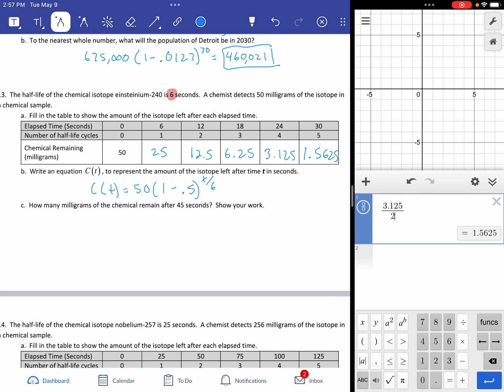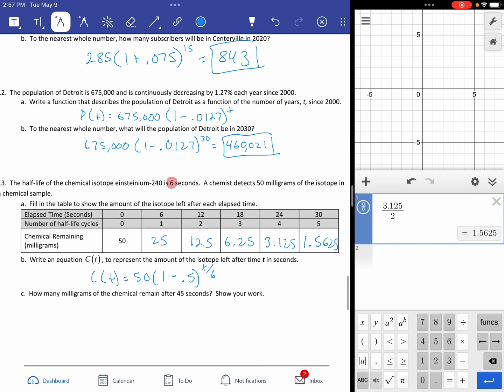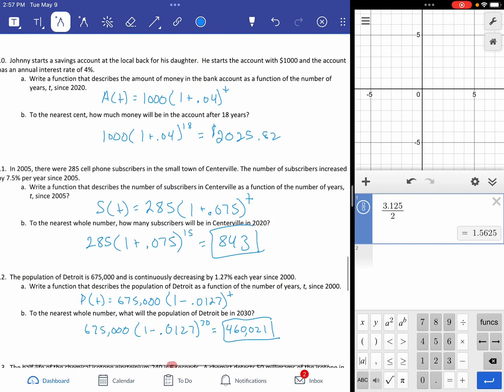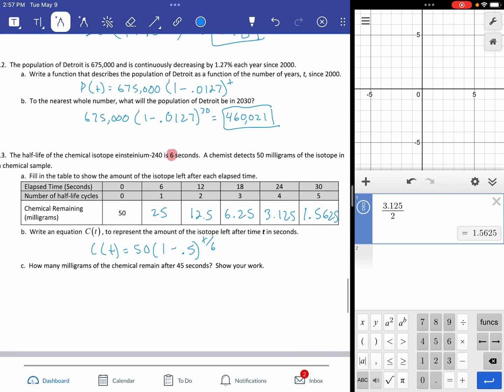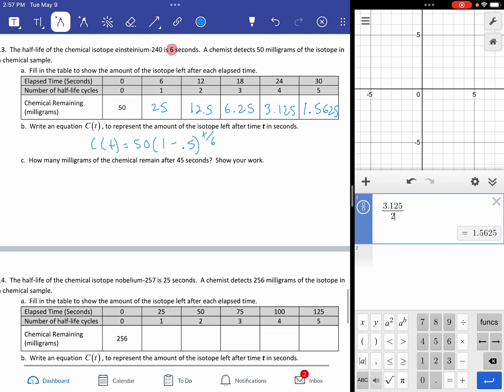All right, in all the other cases we had above, it was always by year or by day or whatever it was. I think it's by year, annual interest rate. Yeah, so every year. So there's only one value as a time frame. Now it's every 6 seconds. So it's not just one, it's half-life is every 6 seconds. So we divide the t value by that 6. So to figure this out after 45 seconds, we do 50, 1 minus 0.5 to the 45 divided by 6.